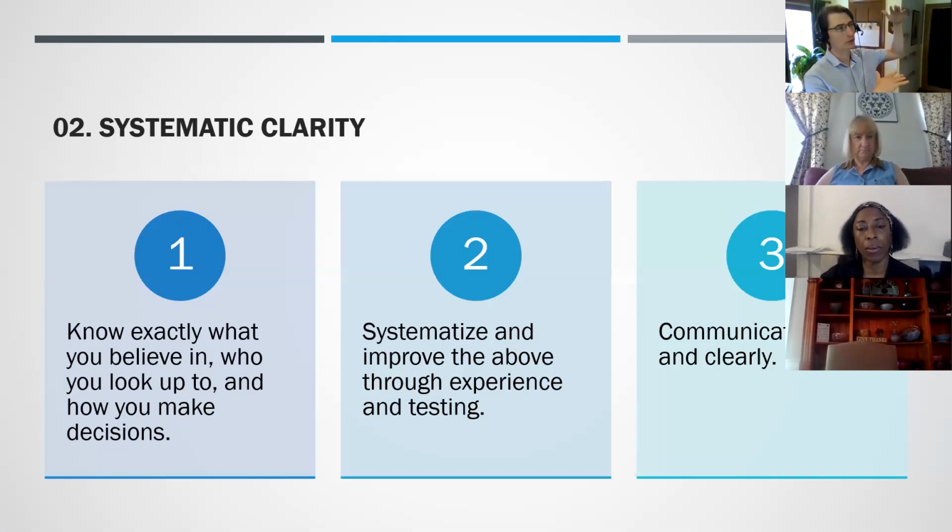I'm trying to make a system of principles for myself, like rules about how to act. And right now, clarity is number 2. So I think it's pretty important. I call it systematic clarity, and I have 3 points underneath it. The first one is know exactly what you believe in, who you look up to, and how you make decisions. Number 2 is systematize and improve the above through experience and testing.